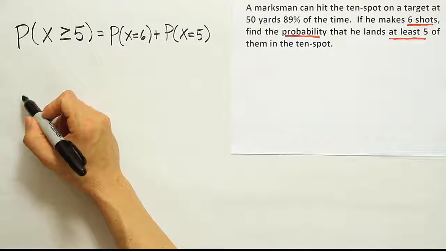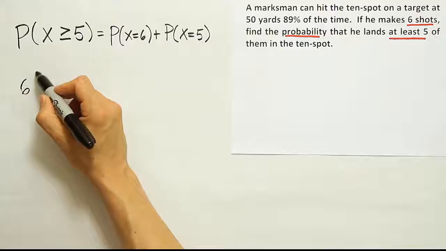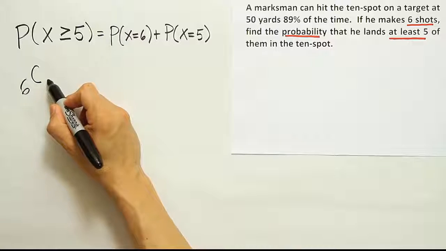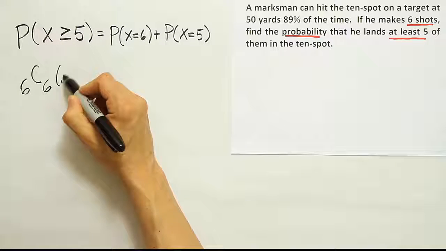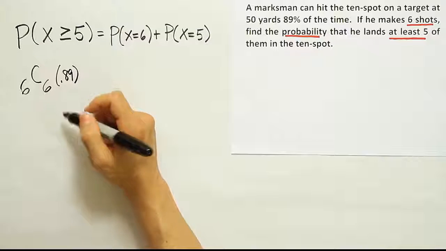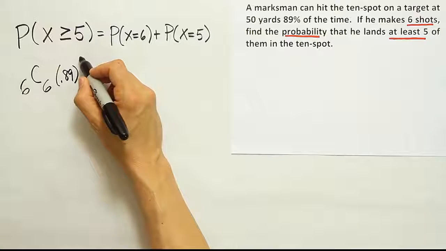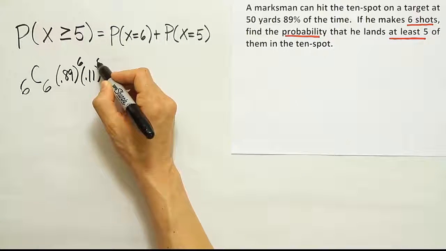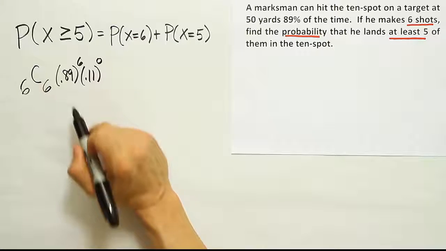So just recapping the probability formula here, it'll be n, which will be 6 in this case, choose x. X is going to be, for this first problem, 6. So 6 choose 6. Then the probability of success is going to be 0.89. That's the probability he lands the shot in the 10 spot. How many successes is he supposed to have? 6 in this example. That means the chance that he misses, which is 11%, none of the trials will be in that category. He'll have 0 misses out of 6 shots.